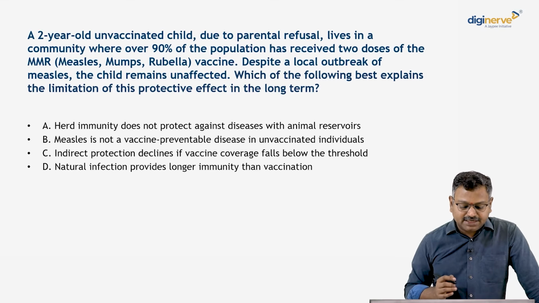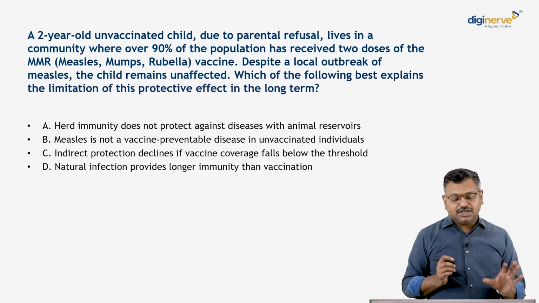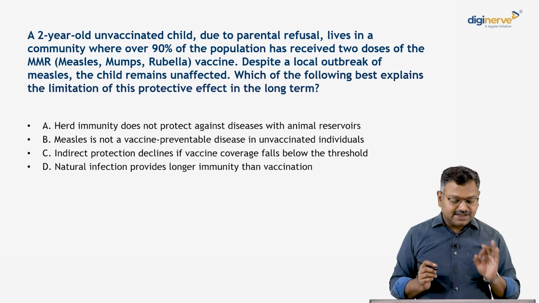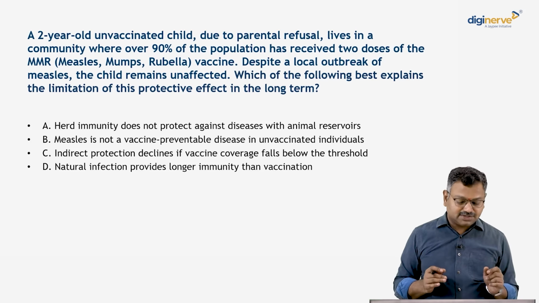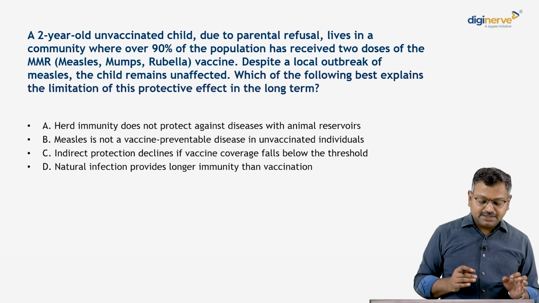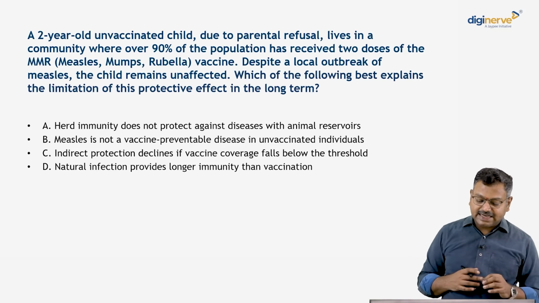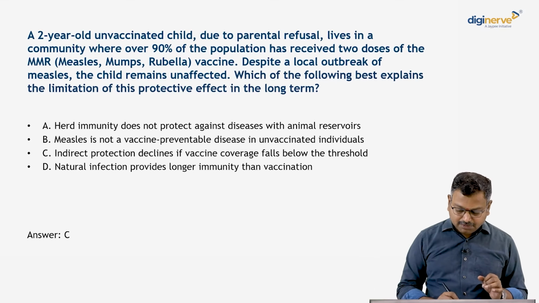Now, the question here is, which of the following best explains the limitation of the protective effect in the long term? Natural infection, long term effect, that's definitely there. Herd immunity does not protect against diseases with animal reservoirs? No, it does. Measles is not a vaccine preventable disease? No, it is. Indirect protection declines if the vaccine coverage falls. That's the correct option. So, answer C is the option for this.